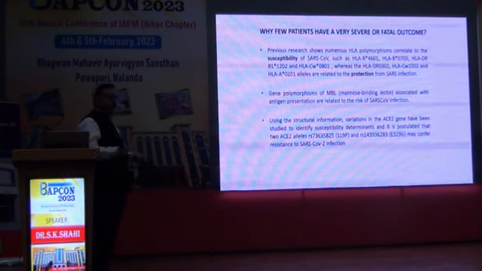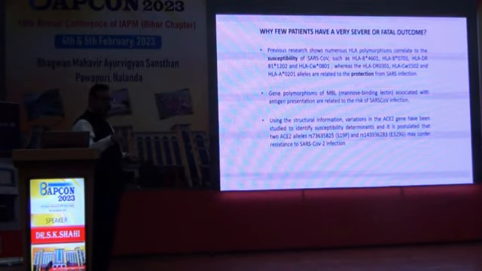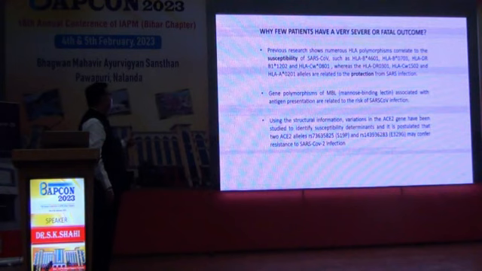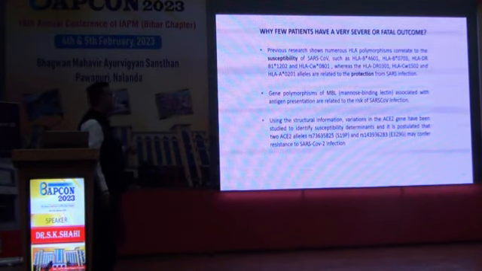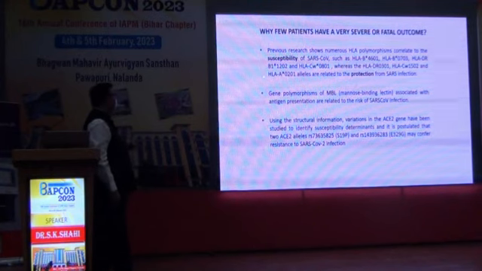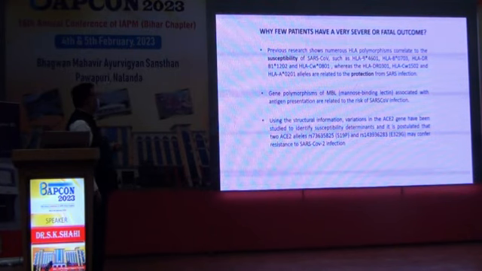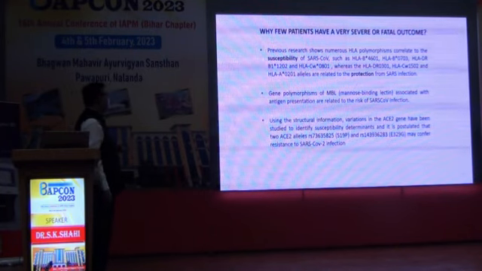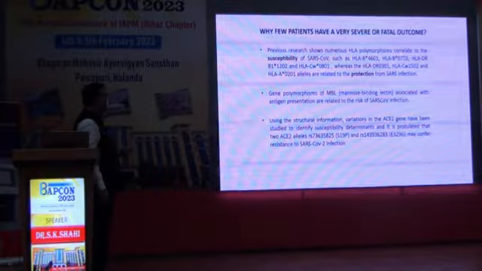There are different things, but what actually happens, which I want to convey to you, is why a few patients have a very severe and fatal outcome in this viral illness. Previously, research showed that HLA polymorphism correlates with SARS-CoV-2, such as HLA-B 4601, 703.